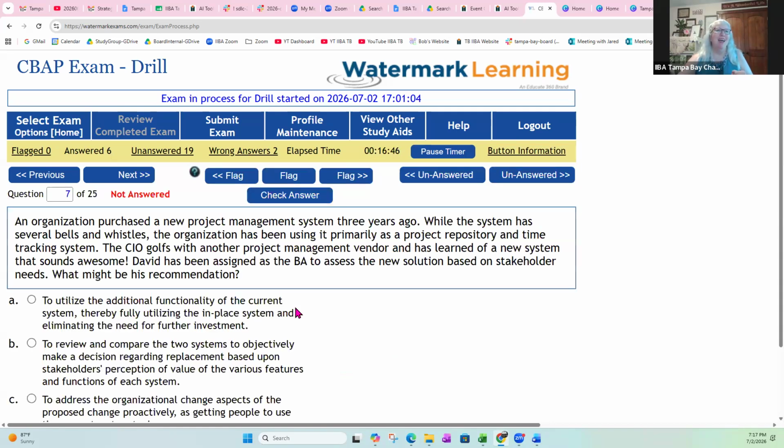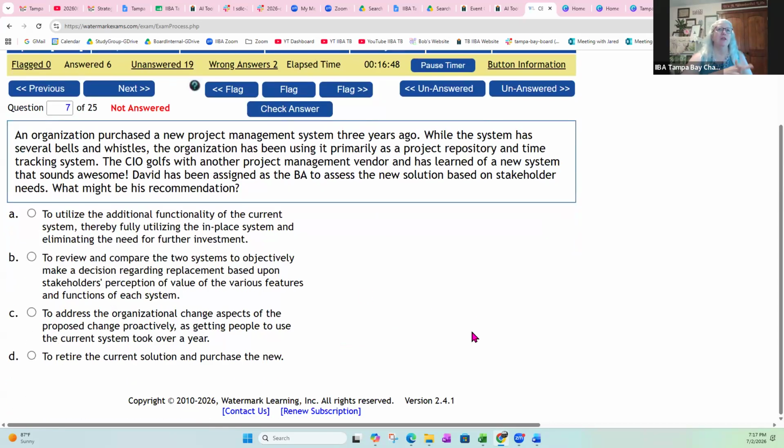An organization purchased a new project management system 3 years ago. While the system has several bells and whistles, the organization has been using it primarily as a project repository and a time tracking system. The CIO golfs with another project management vendor and has learned of a new system that sounds awesome. David has been assigned as the BA to assess the new solution based on stakeholder needs. What might be his recommendation?